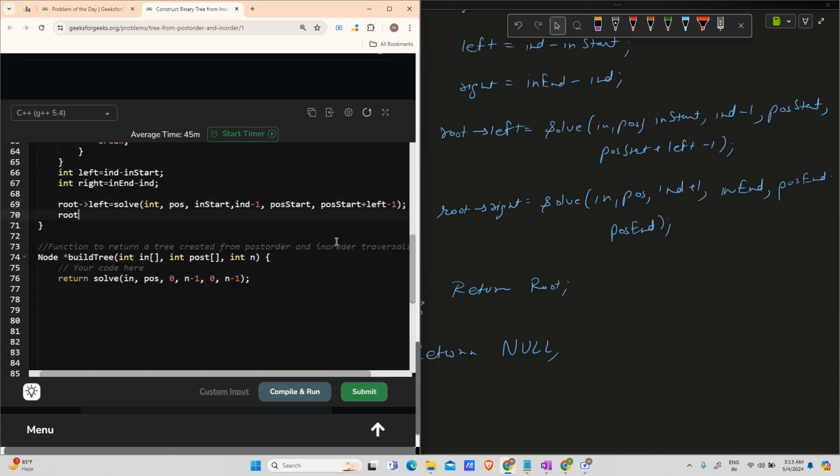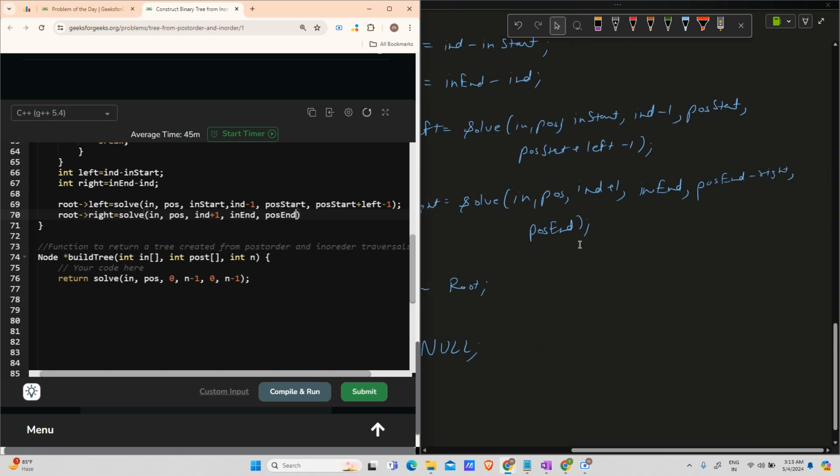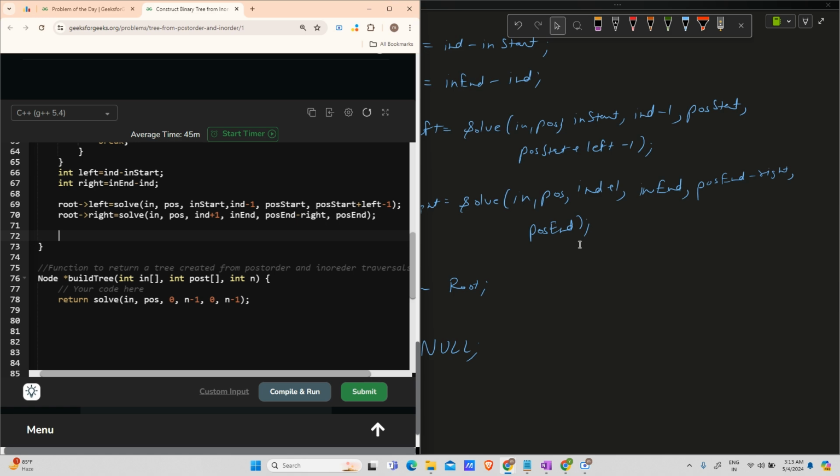Now similarly root's right becomes solve for, this is not in, this is in here, in post, the arrays remain the same. Now what is the starting point for in order here? Index +1, in end, post end, and in the post order the start will be post start plus left, and the end will be post end minus 1, as the ending of the post order, right? And then I will say return root.